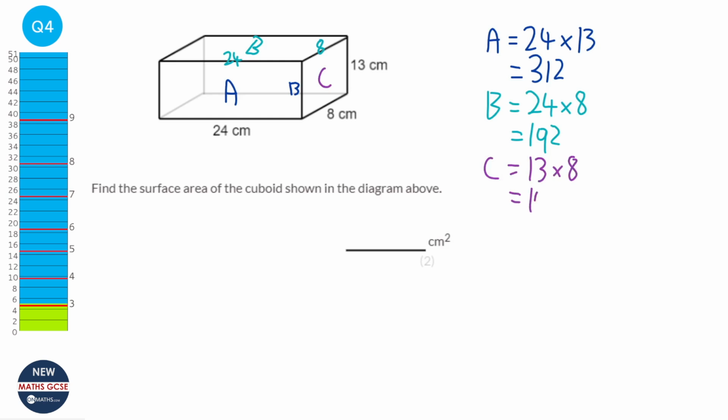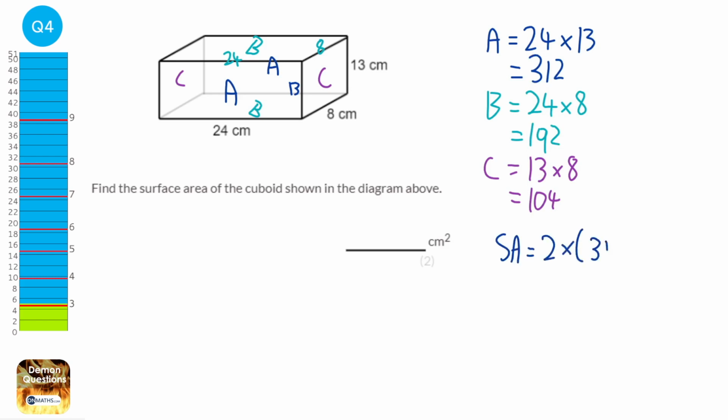which is 104. Now notice that the faces all have the exact same face on the opposite side. So this one at the back is also A, this one at the side is also C, and the one at the bottom is also B. So what I'm going to do is add up all the areas of the faces and double it. So to work out the surface area, we're going to do 2 times 312 plus 192 plus 104, and that will give me 1,216 centimeters squared, because it's an area.